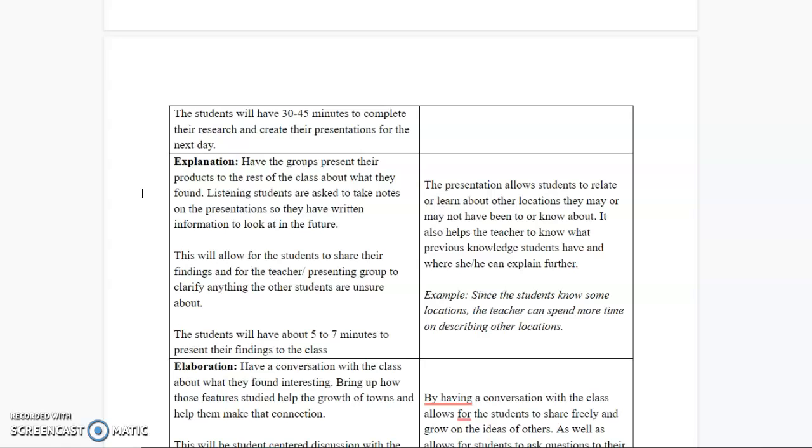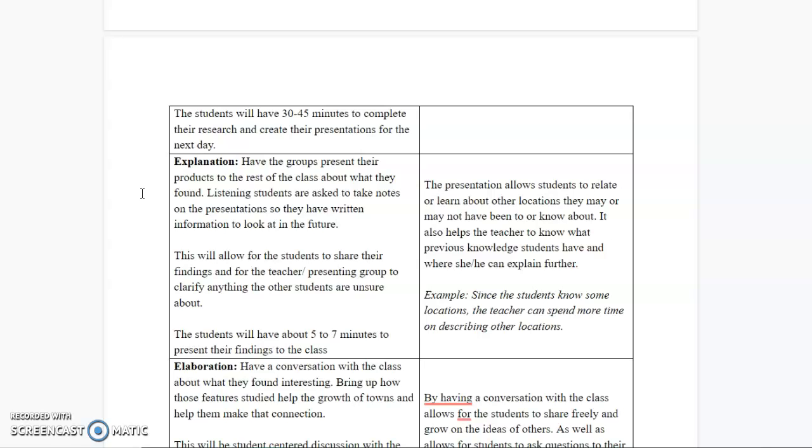So for explanation, we're going to have the groups actually present their products to the rest of the class about what they found. The students that are listening are going to be asked to take notes on their presentations, and that way, when they have a test at the end, they have their notes to look back on. We're not going to force the students, though, because we are aware that some students learn better without taking notes. So it's kind of you're learning to do it on your own.